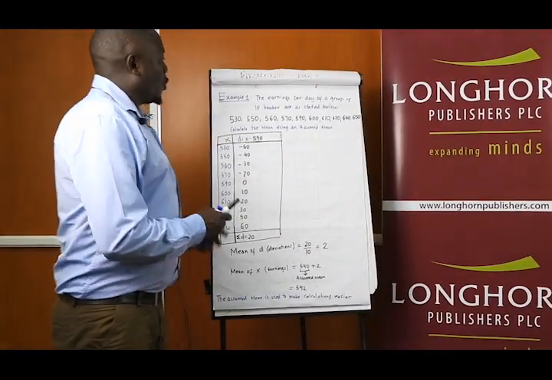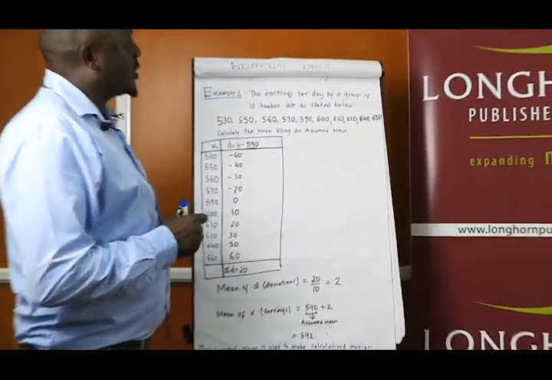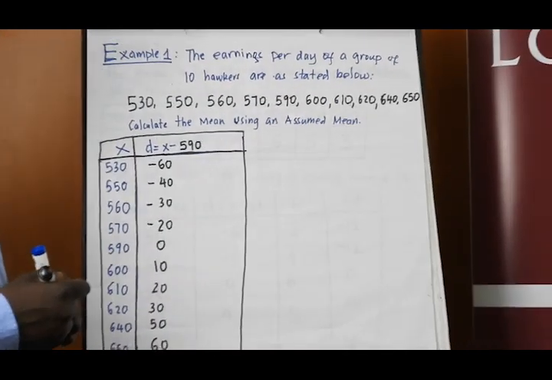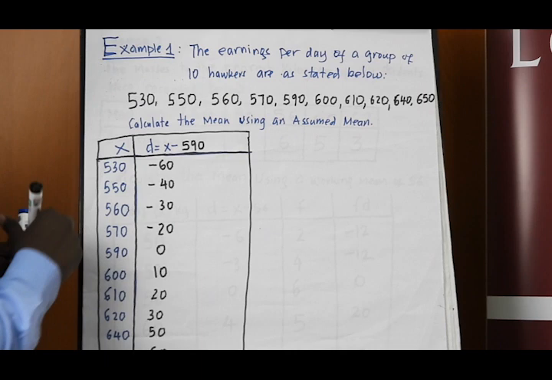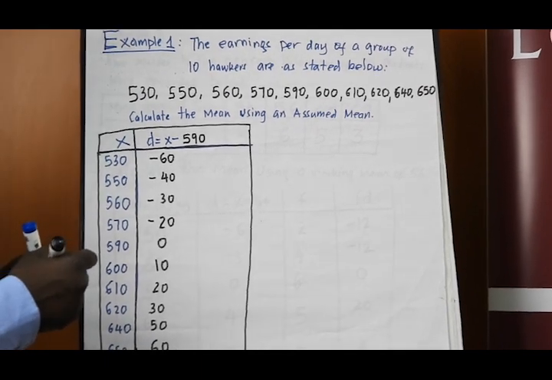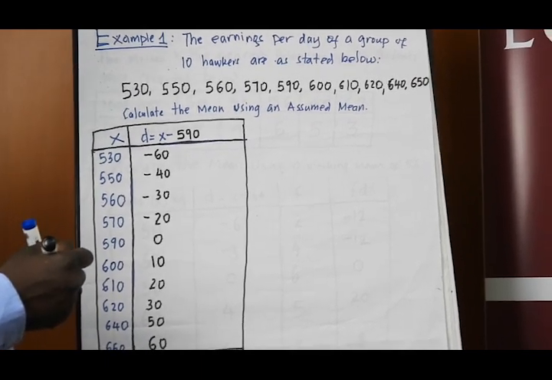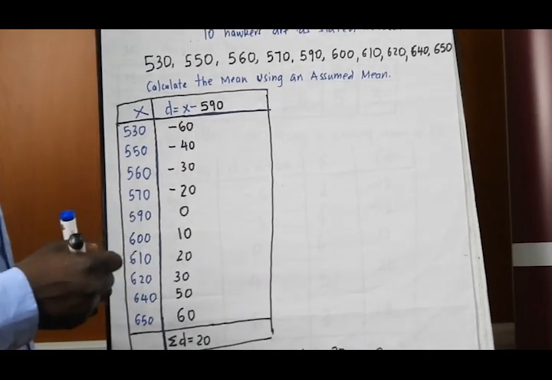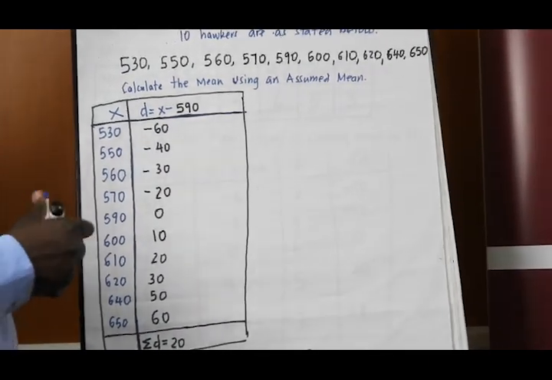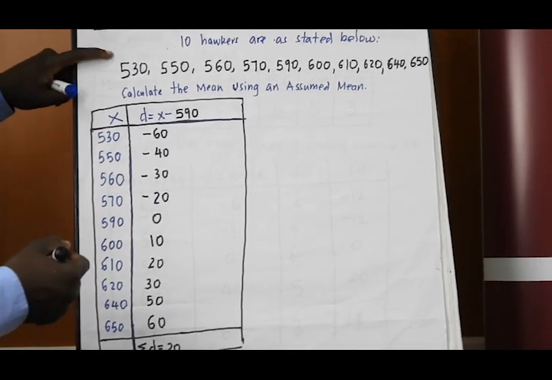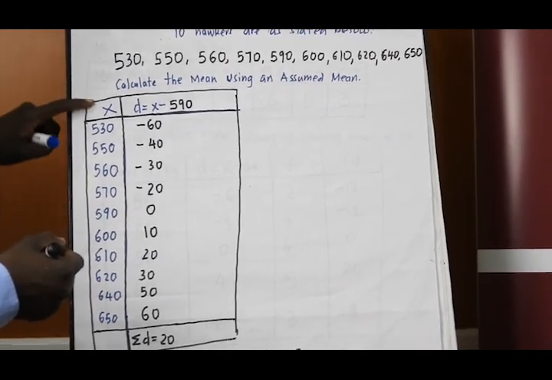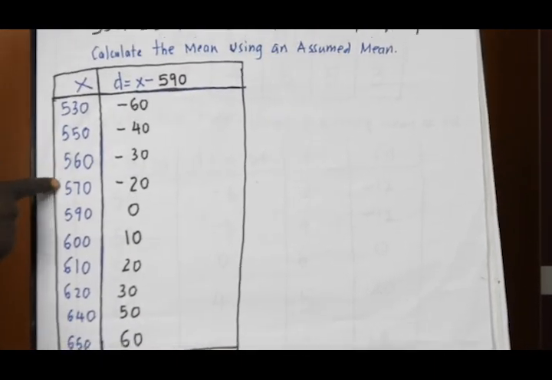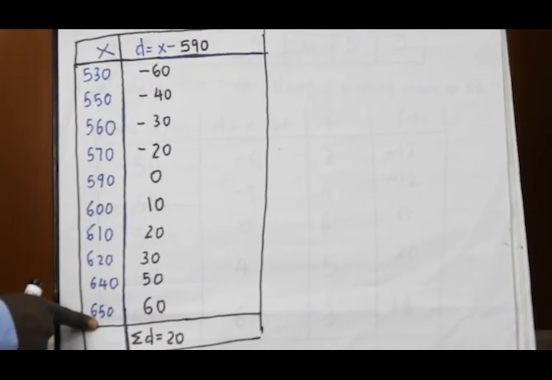Let's look at example 1. The earnings per day of a group of 10 hawkers are stated below. So approximately, the first hawker gets 530, 550, 560, 570, 590, 600, 610, 620, and so on. There are 10 of them. If we put the data, the earnings, we call them X. That is our first column, 530, 550, 560, 570, all the way to 650.